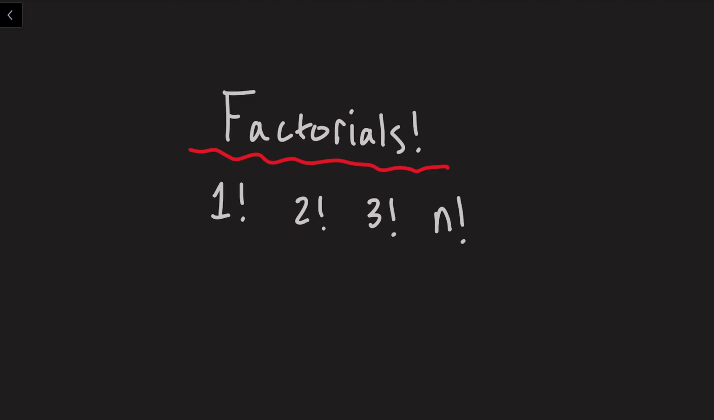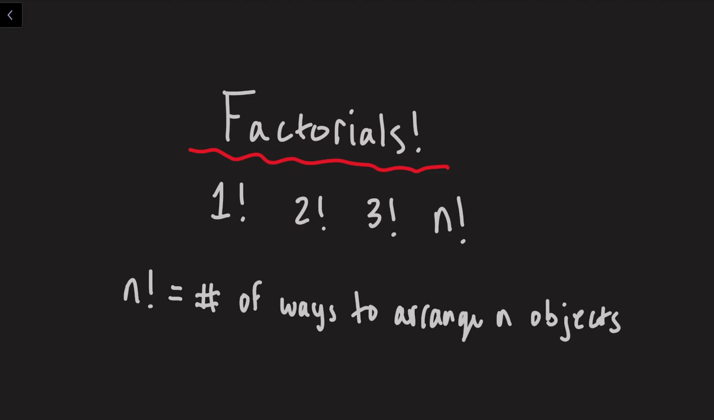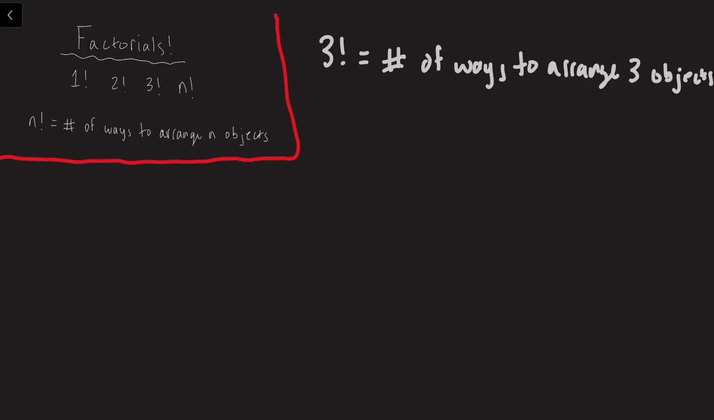If you've never seen factorials before, you're probably asking why these numbers are so excited. But this is just how we denote factorials. N factorial tells us how many ways we can arrange n distinct objects. So for example, 3 factorial is the number of ways we can arrange 3 distinct objects. But how do we actually calculate 3 factorial, or n factorial in general?